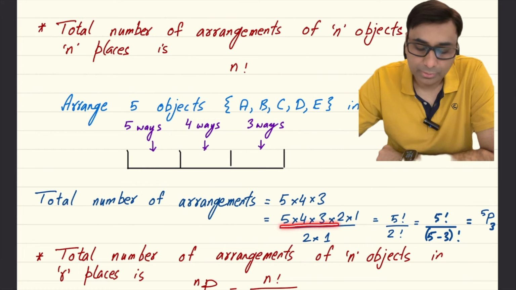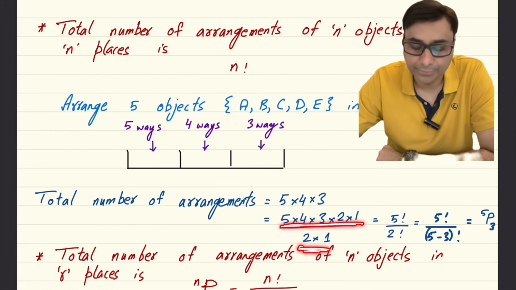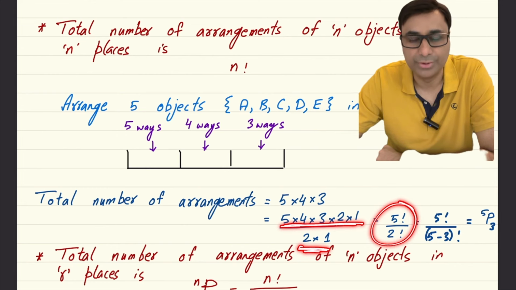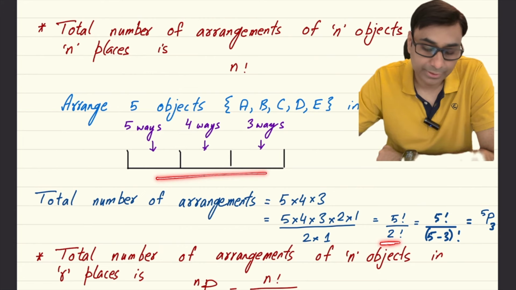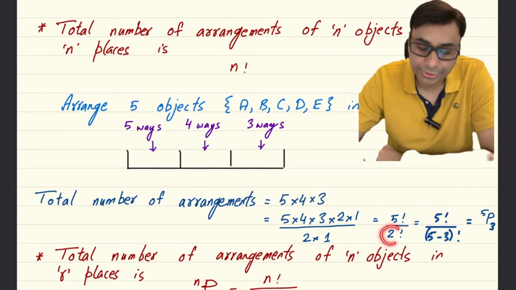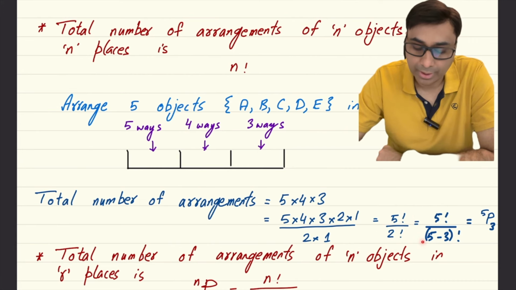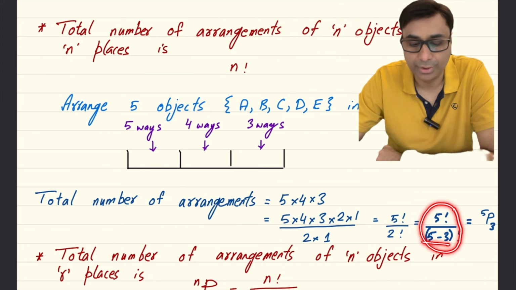And once I do write that down, I can see that this is 5 factorial and this actually becomes 2 factorial. So I can write it down as 5 factorial over 2 factorial, and I can also recognize that since I had 3 spaces, this 2 is basically the difference of 5 and 3. So I can write it down as 5 minus 3 factorial. So this becomes 5 factorial over 5 minus 3 factorial.